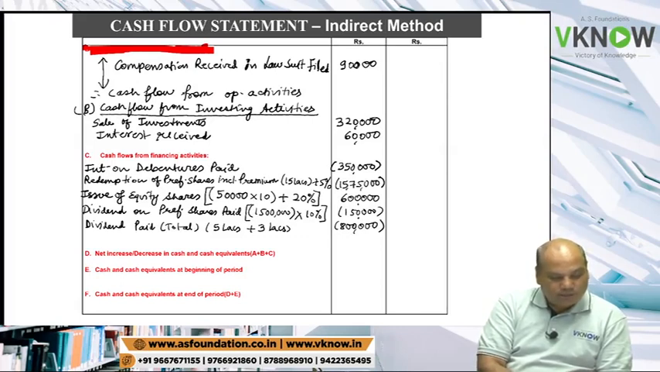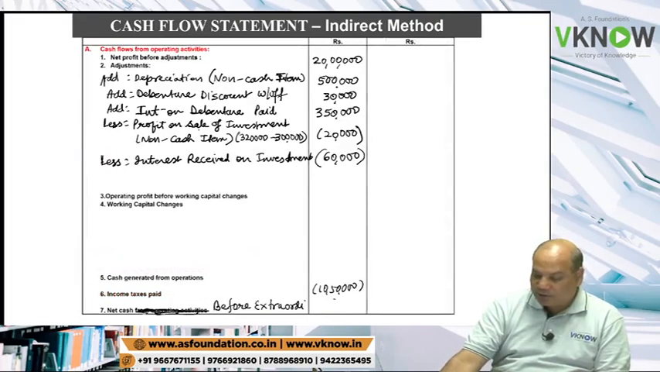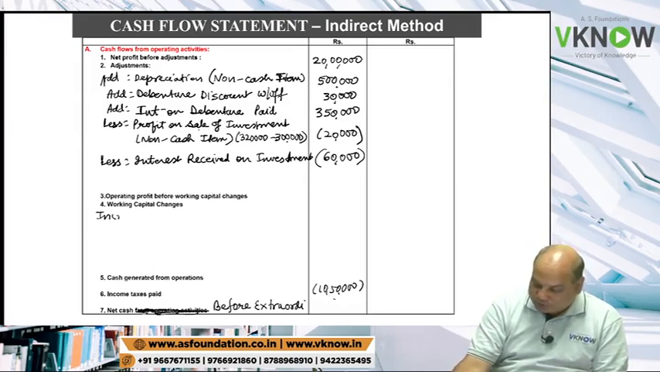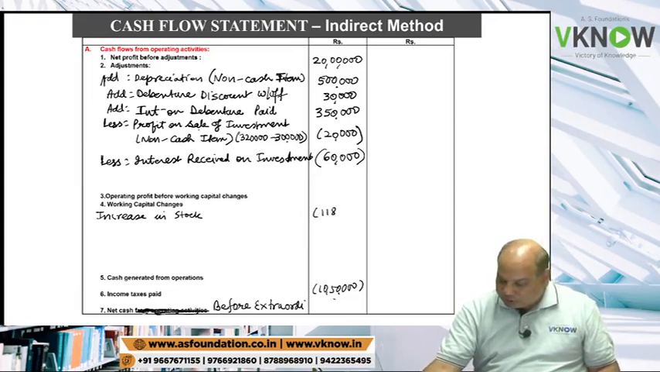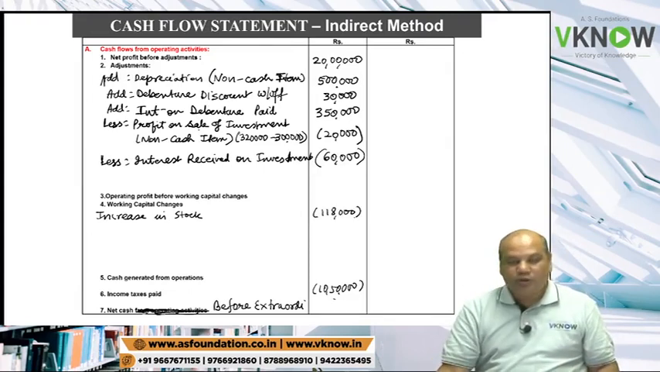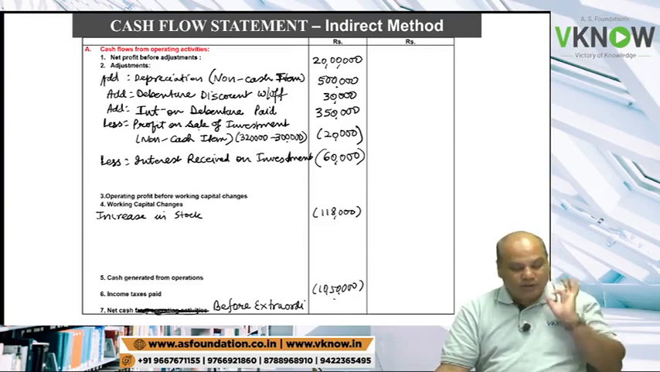Next point F. Current assets and current liabilities at the beginning and at the end were as detailed below. So dear student, time to take out your calculator. First one, increase in stock. Can you see increase in stock? From 12 lakh to 13 lakh 18,000. That is 1 lakh 18,000. Increase in current asset, decrease in cash flow, 1 lakh 18,000.